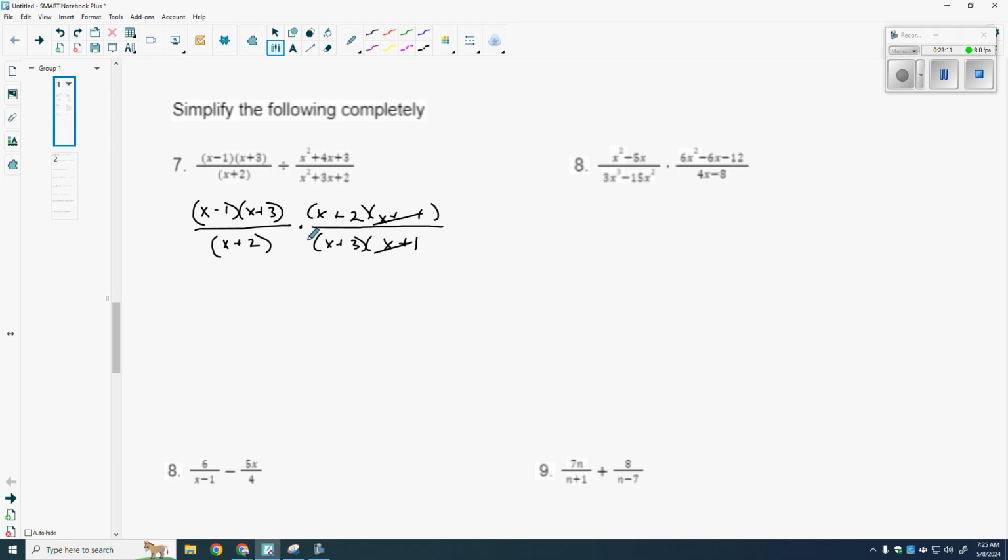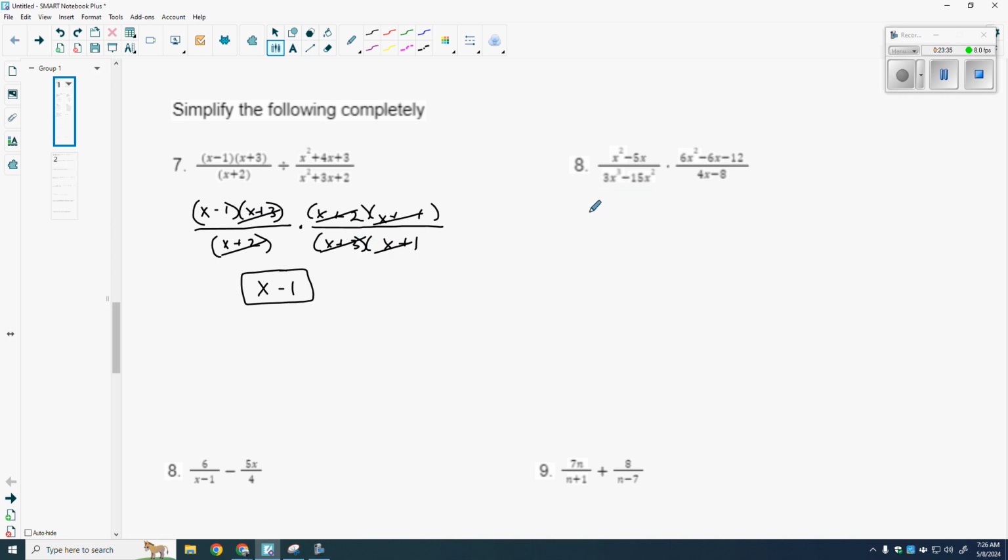X plus 1, X plus 1, X plus 2, X plus 2, X plus 3, X plus 3. Final answer, X minus 1 divided by 1, which is just X minus 1. When these cancel out, they do not go to 0. They go to 1s, because X plus 2 divided by X plus 2 is simply 1. Same for all the other factors.